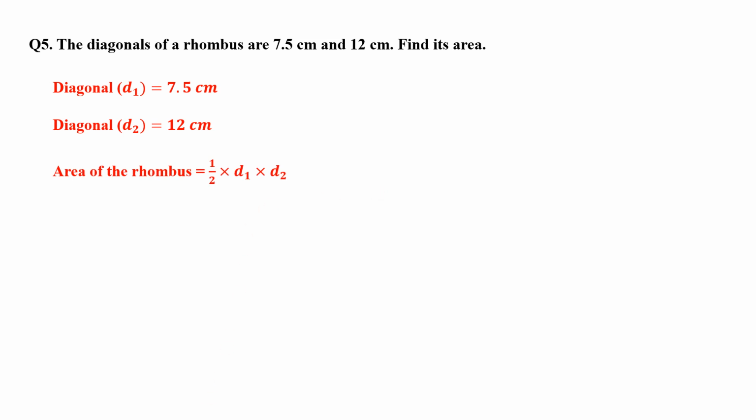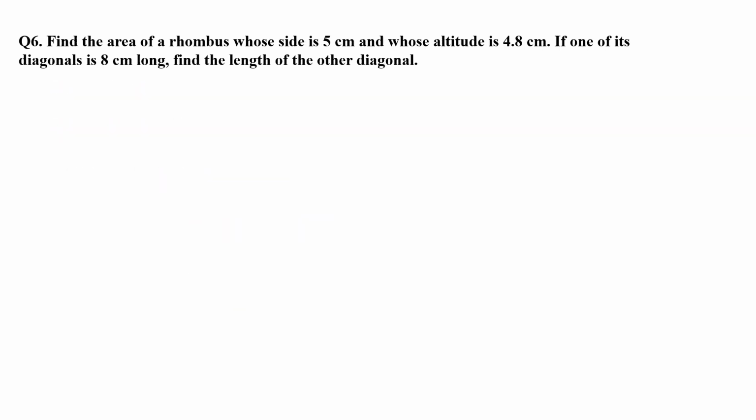So now substitute all the values here. It will be half into D1, which is 7.5 centimeter, and D2 is 12 centimeter. If you reduce it, 2 times 6, so 7.5 into 6, and if you multiply it you will get 45 centimeter square. Okay, so now we will do the next question.